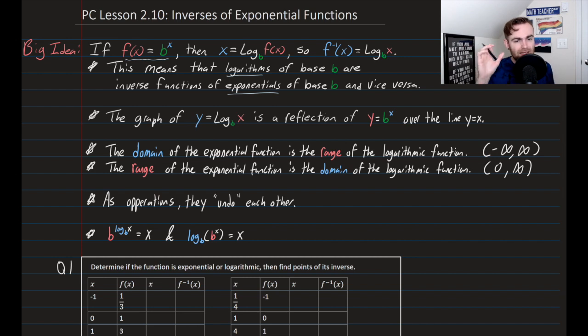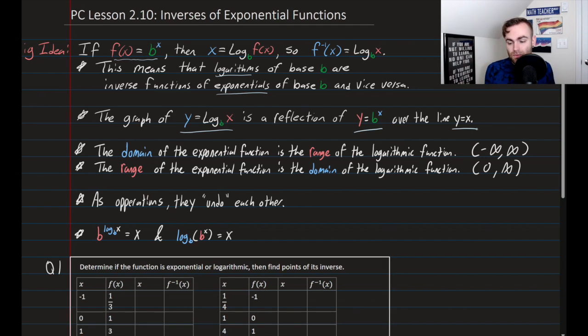So we can say that an exponential is the inverse of a logarithm, or a logarithm is the inverse of an exponential. So what does this mean graphically? This means that the equation y equals log base b of x is a reflection of y equals b to the x over the line y equals x. That's just how inverses work graphically, right?